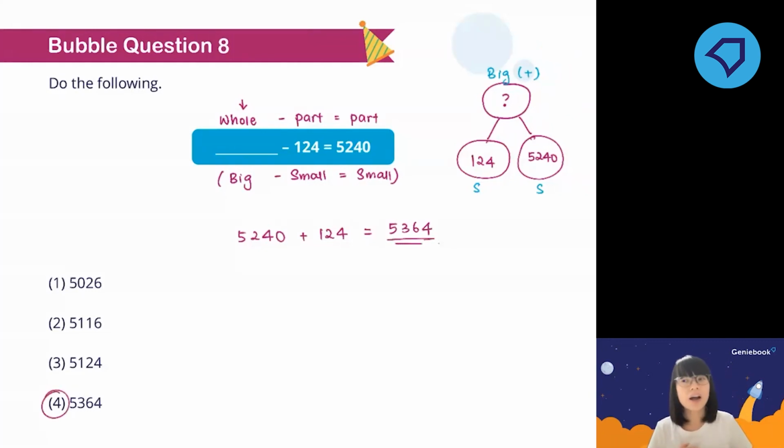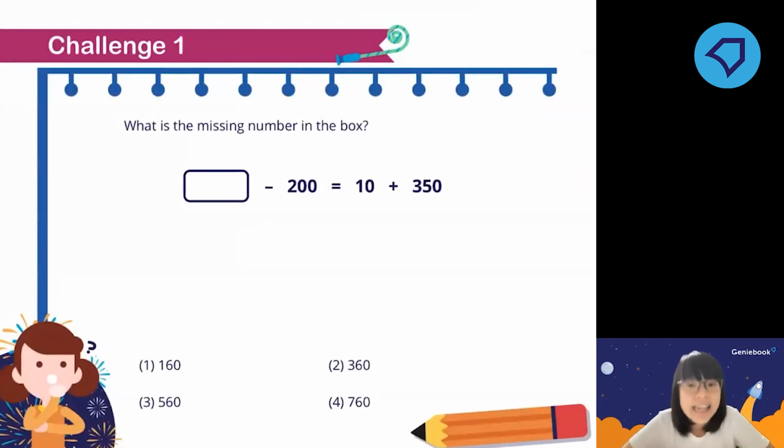Okay, so are you ready for our challenge question? Yes? Okay, for challenge number 1, let's take a look over here. Tell me, what is the missing number in the box? I want you to find this number over here. In order for you to solve this, you first need to find out what is this. What is 10 plus 350? Then from here, you need to take something minus 200 to give you 10 plus 350.